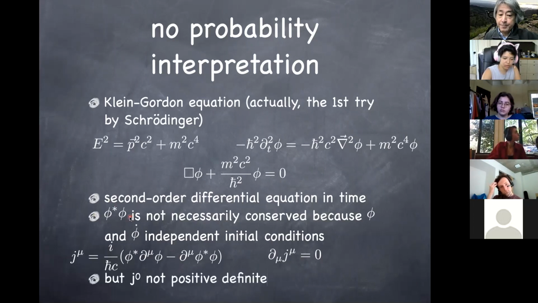Phi star phi instead is positive definite, but it's not conserved. So I cannot satisfy two requirements at the same time. If we want to have the probability interpretation of the wave equation, you need to come up with a positive definite density which is also conserved. What we see here with the Klein-Gordon equation is that I can come up with something that's positive definite, like phi star phi, but it's not conserved because its time derivative is independent. I can come up with something conserved, but its density is not positive definite. I cannot satisfy two requirements at the same time.